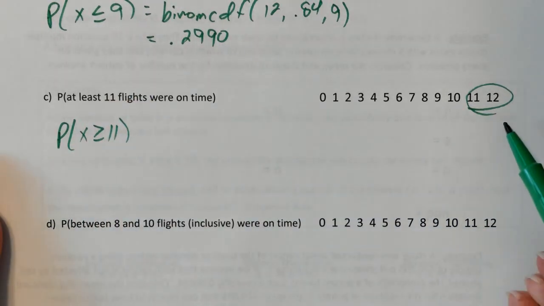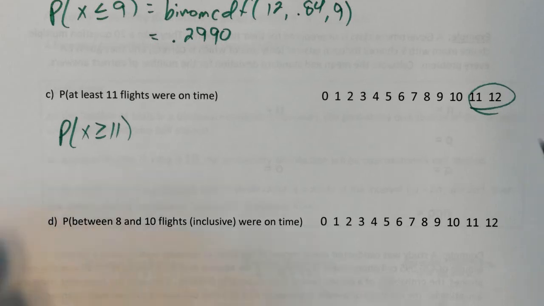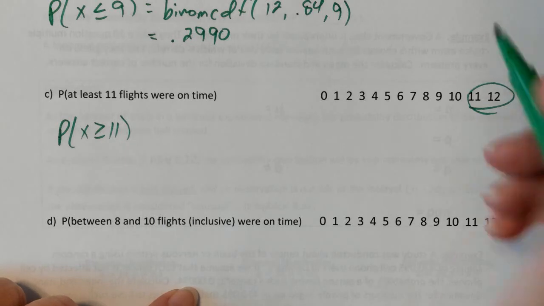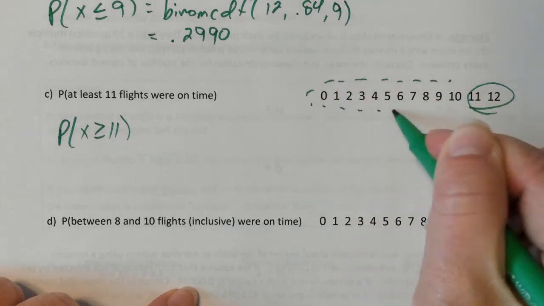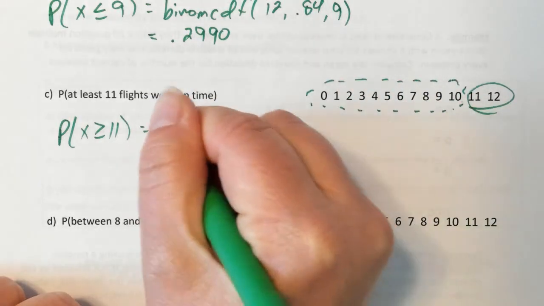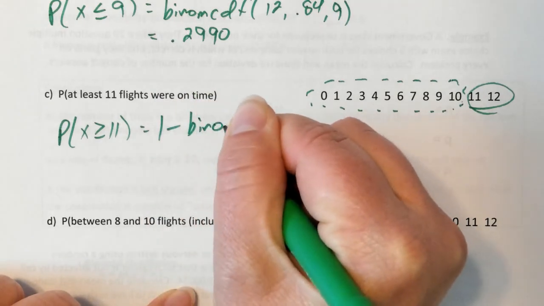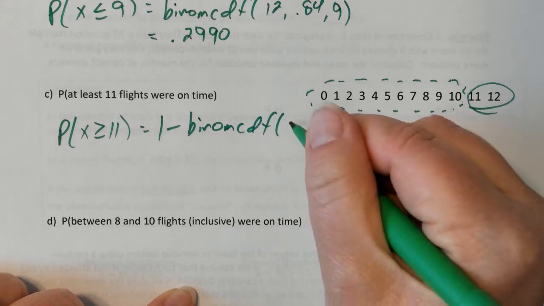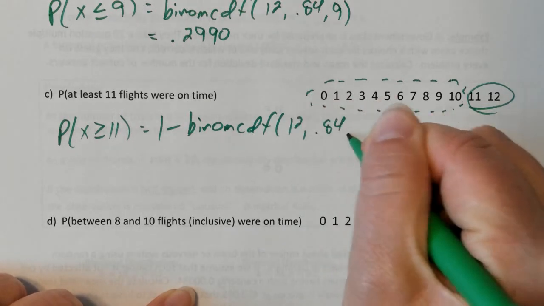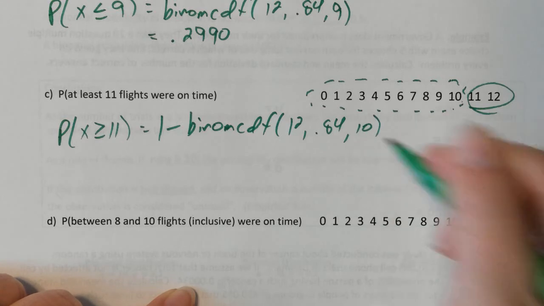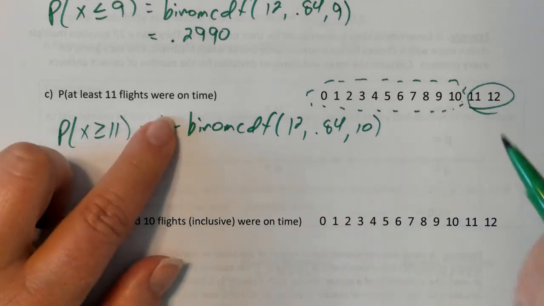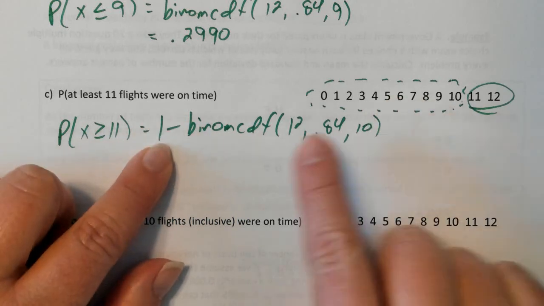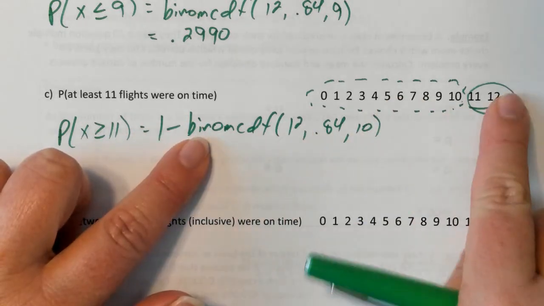Notice we're looking for the high end. Okay, we don't have a way with PDF or CDF to get the high end. We do have a way to get the low end. So what we're going to do is 1 minus the binom CDF of the low end. The low end has 12 trials. Each one's 0.84, and it goes up to 10. Okay, so this binom up to 10 is the low part. We don't want the low part, so we do 1 minus that thing to get the high part.